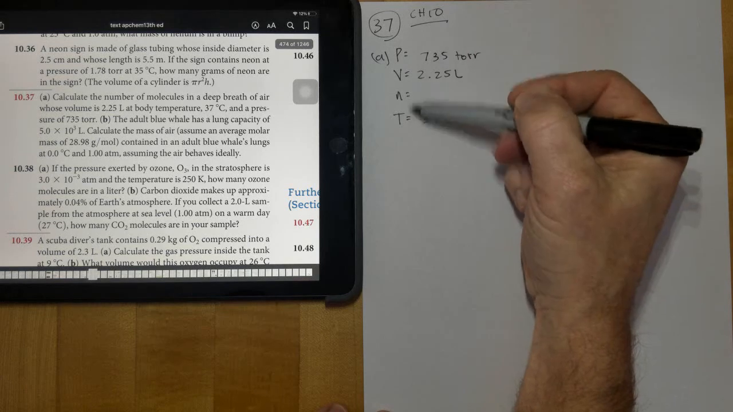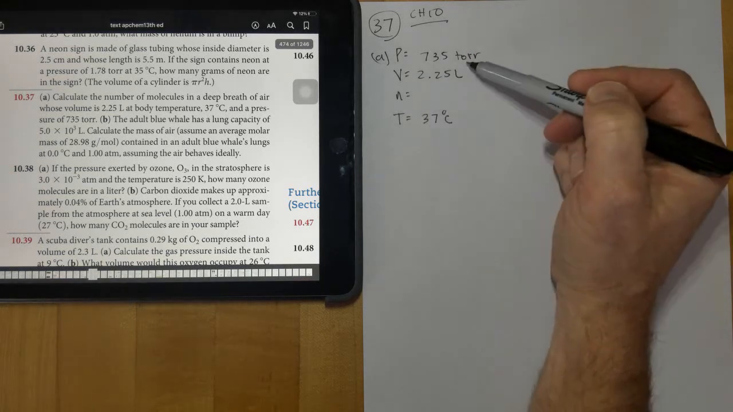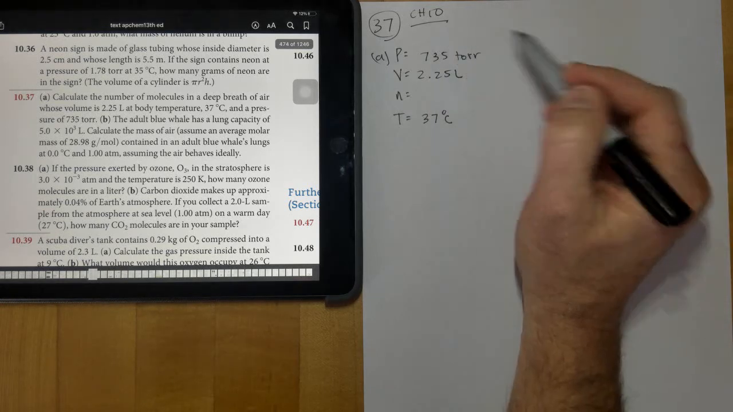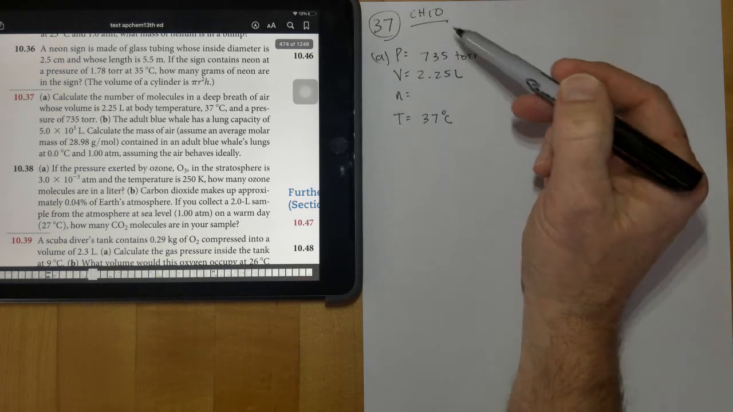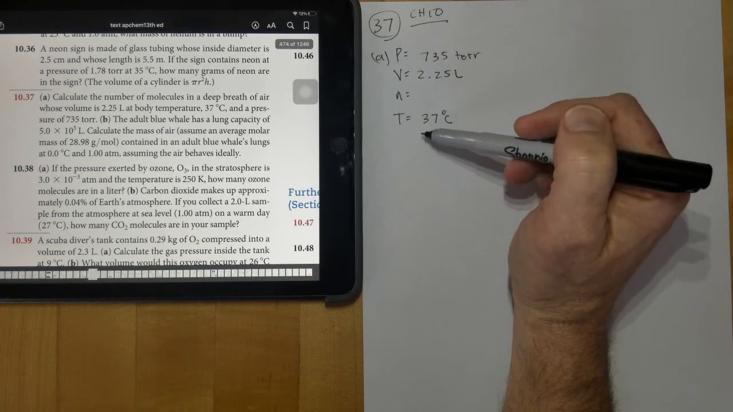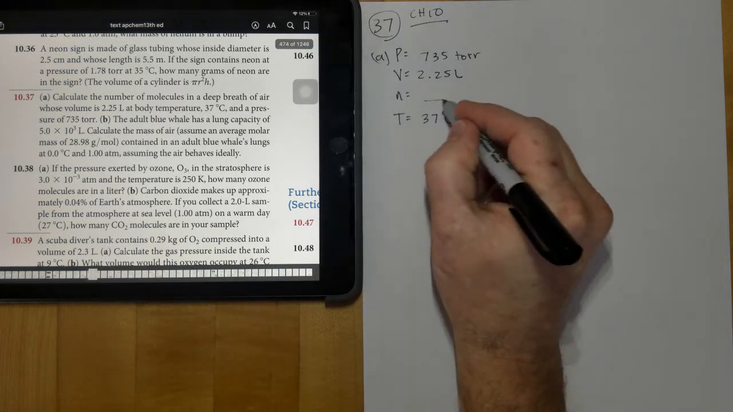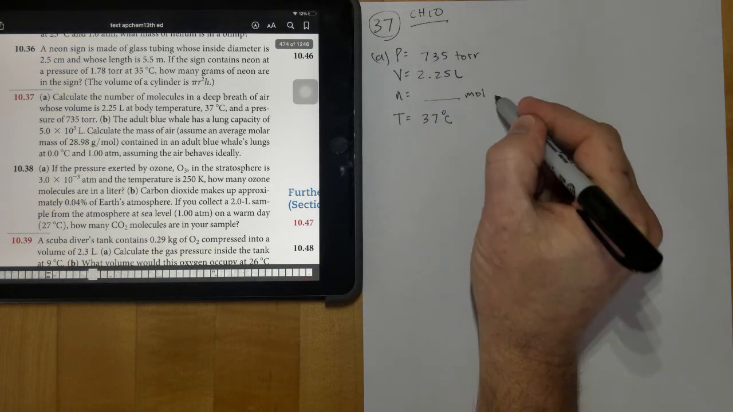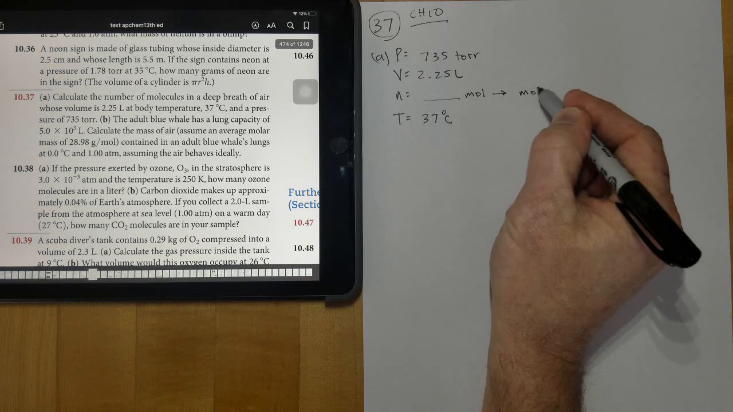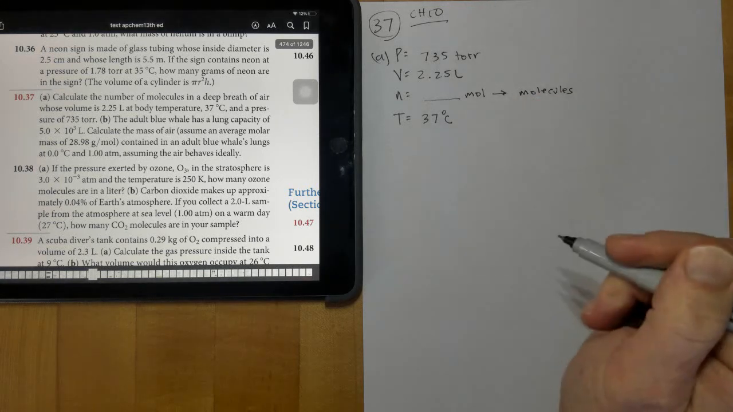I organized my data right here. I had the variables set out, and then if they give me information about how it changes, I could do initial and final conditions here as well. But right now, all I know are these pieces right here. They want to know the number of molecules, and this would give me the number of moles, and then I could go from moles to molecules once I calculate the moles. So that's my problem solving process.